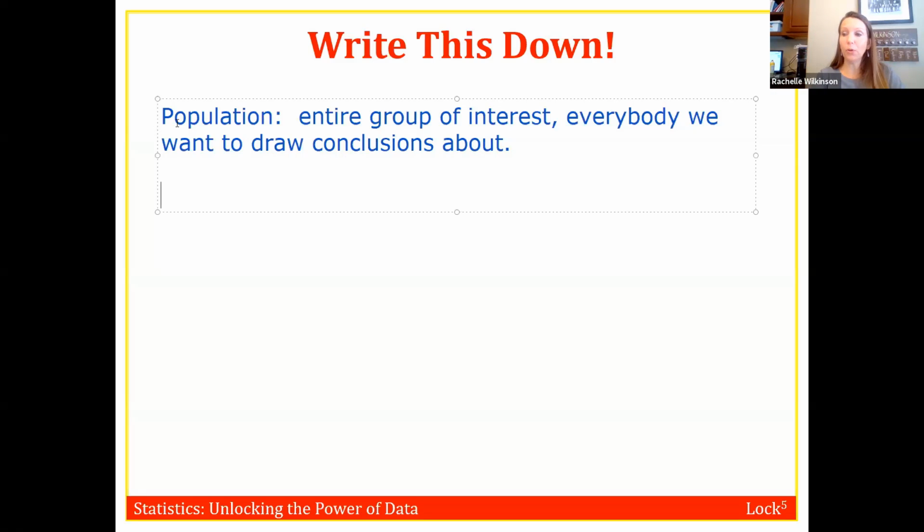The sample is going to be the subset of the population that we actually measure. So typically populations are big. They're like everybody in the United States, or it even could be like all students at ACC. Those are like giant groups of people. So it would be really infeasible to talk to all of those people. So instead, we're going to take a sample.